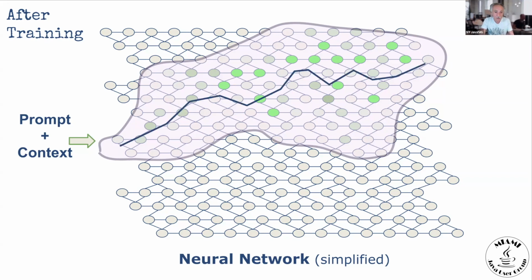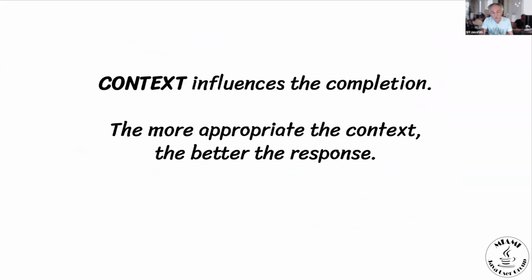Okay. So the better your context, the better your prompt. So this is critically important. Context influences how the language model completes your prompt. This is really, really important. The more appropriate your context, the better your response. So I want you to understand this is really, really important.